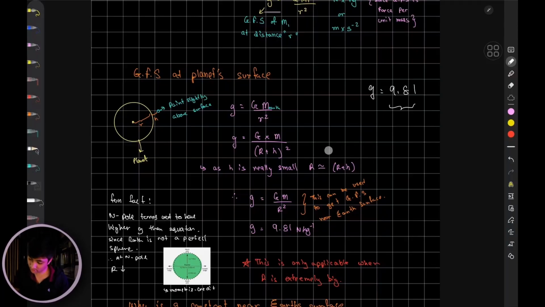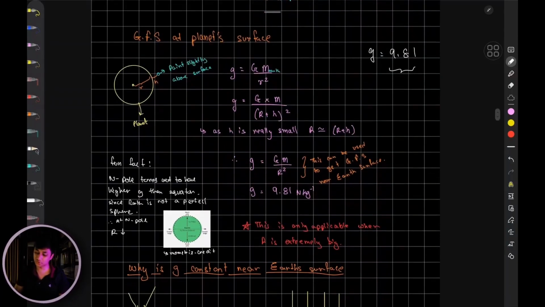So now, after you plug in all the values, what you're going to see is, since the h, the altitude that you're taking, let's say 2 meters above the Earth's surface, is very small compared to the radius of Earth, which is actually really big, we are going to say r plus h is approximately the same as only r, since the h is not going to vary the amount, right?